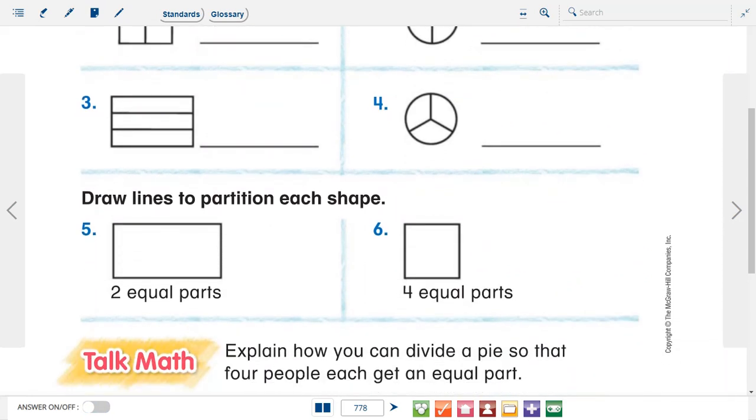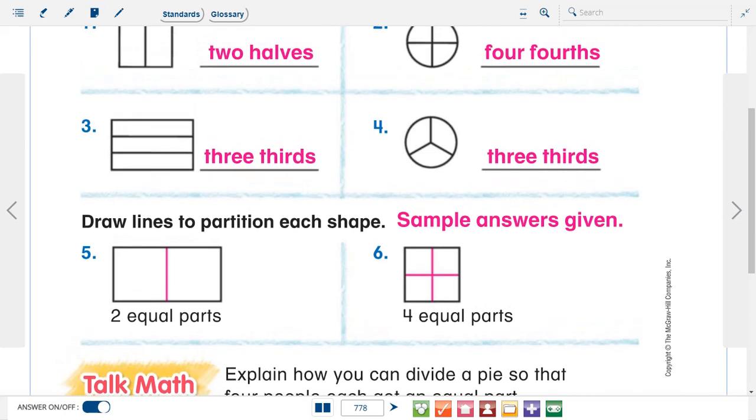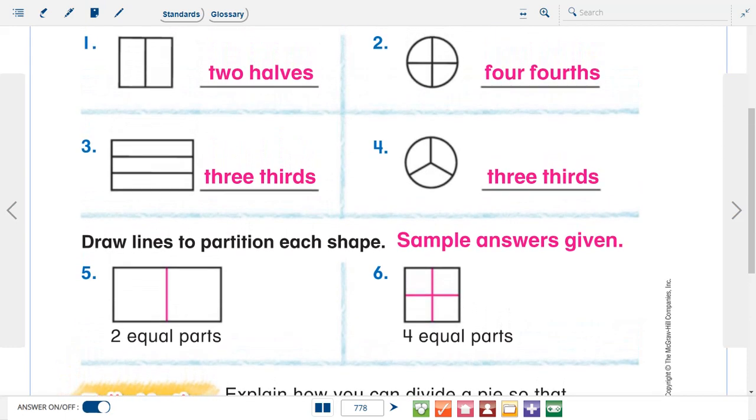Draw a line to partition each shape. Now we want to cut this rectangle to two equal parts. How can we do this? We can draw a line here to separate the two into two equal parts. For 4 equal parts, we're going to need two lines, one to cut it from the half and one to cut it like this. So, as you see here, two lines, 4 equal squares.